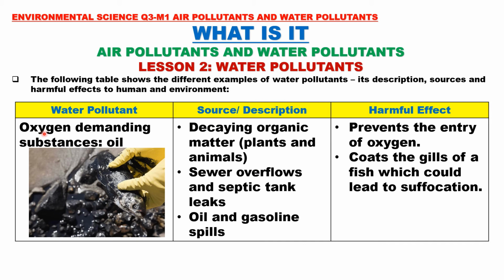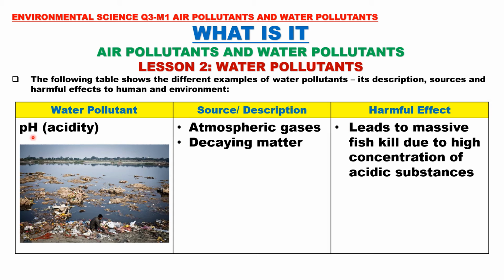Next, oxygen-demanding substances such as oil. So the sources: decaying organic matter like plants and animals, sewer overflows, septic tank leaks, oil and gasoline spills. So if there is oil in your body of water, it prevents the entry of oxygen as it coats the gills of a fish, such as in the picture, which could lead to suffocation.